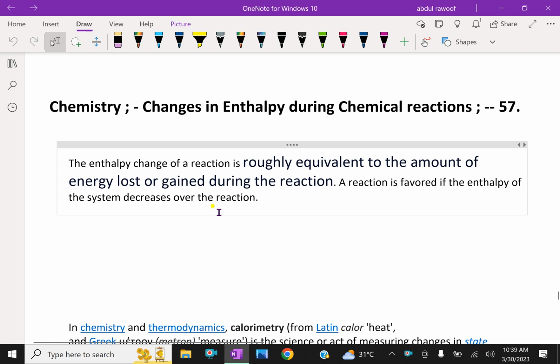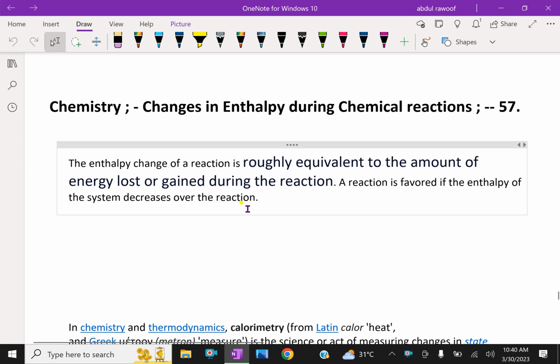In chemistry, let us discuss changes in enthalpy during chemical reactions. The enthalpy change of a reaction is roughly equivalent to the amount of energy lost or gained during the reaction. The reaction is favored if the enthalpy of the system decreases over the reaction.